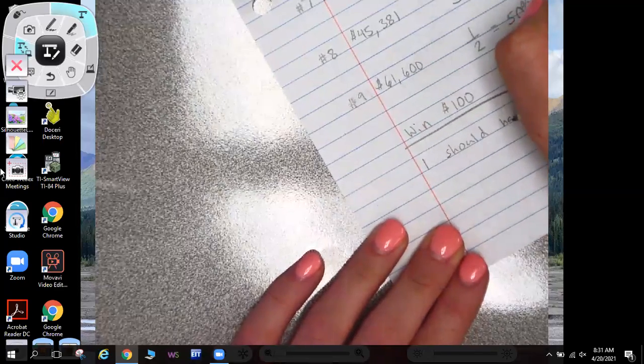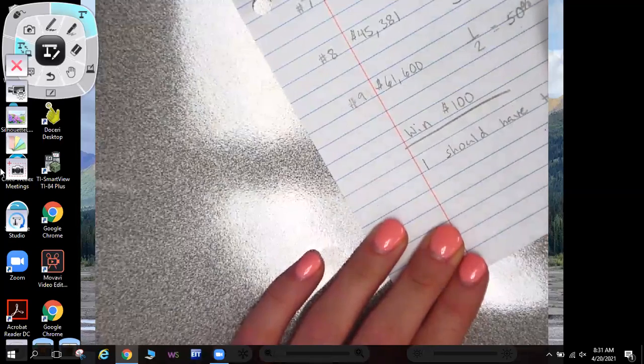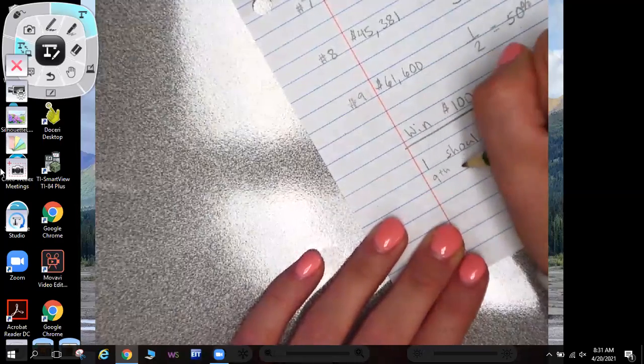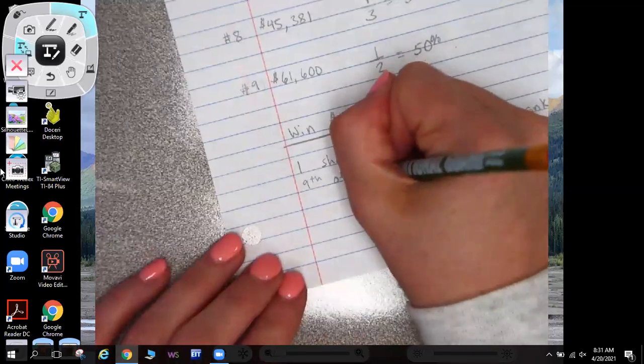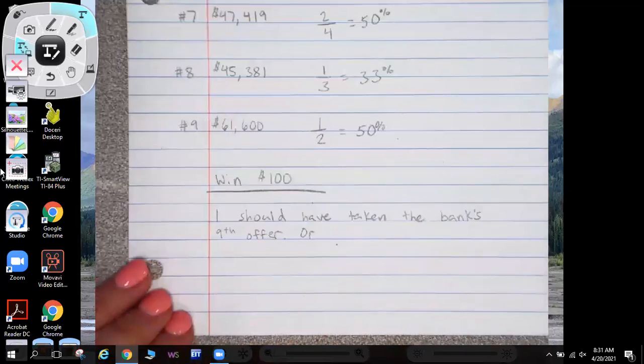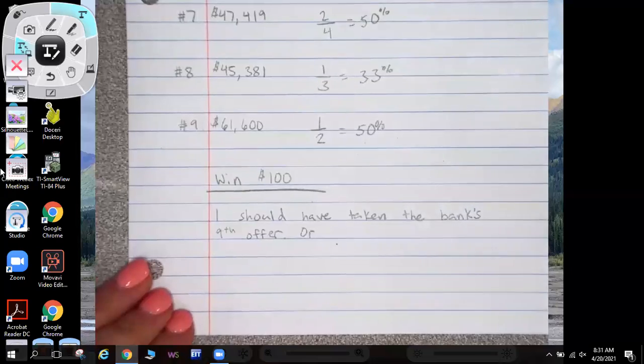So I'm going to write, I should have taken the bank's 9th offer. Okay, or I should have chosen the other case at the very end because it had 200,000.